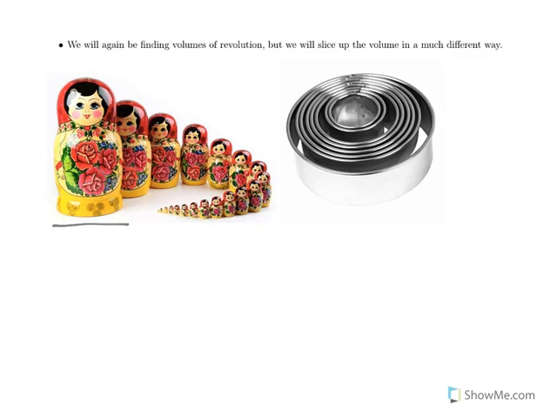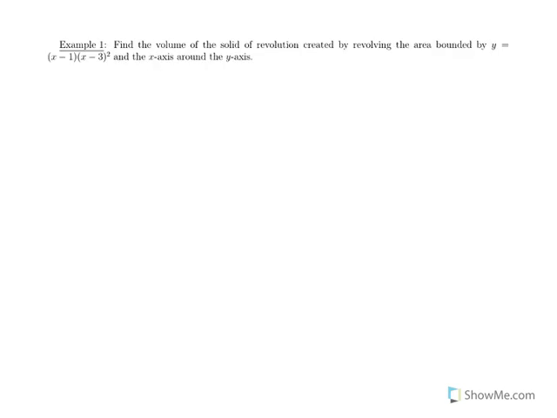So let's look at an example where this is going to work. I'll go through it in a lot of detail, this first one. Find the volume of the solid of revolution created by revolving the area bounded by y equals x minus 1 times x minus 3 squared and the x-axis around the y-axis. So first, let's sketch this function.